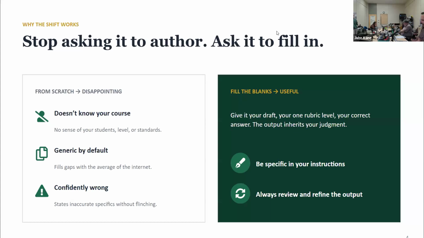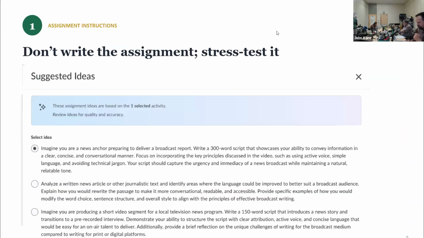There are two habits that I had to develop in order to make this actually work and not be incredibly frustrating. The first one was to be specific. You very much have to handhold when it comes to generating a lot of this output, and always review and refine the output. And I'll be showing you a few examples of that moving ahead here.